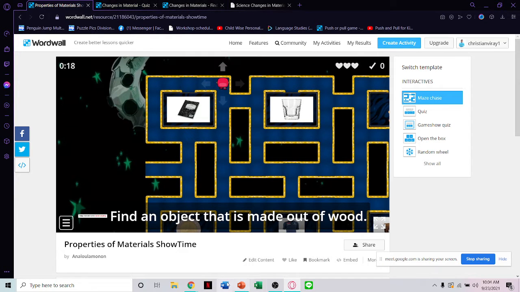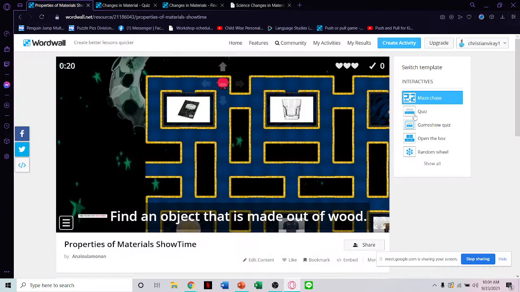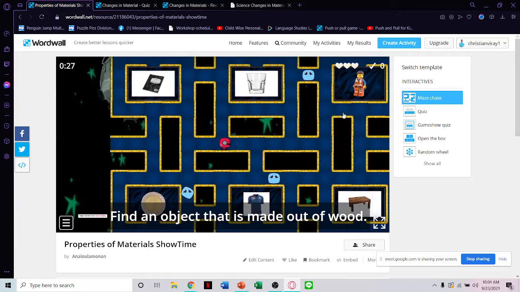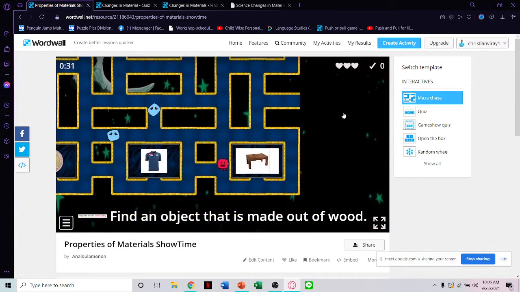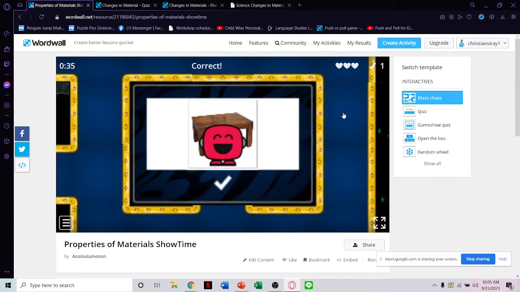Which one is made out of wood? Is it the book, glass, money? Which one is it? Table. Yes, of course, it's the table.